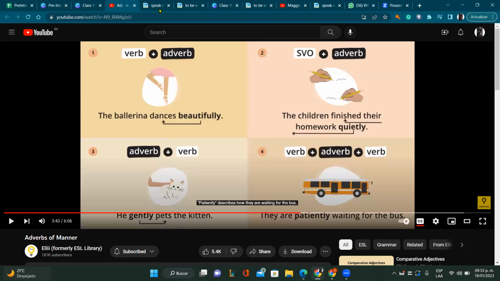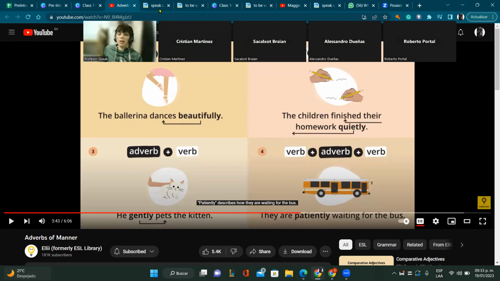Okay, so just to have a better idea about this, normally adverbs answer the question how something is done, como algo es hecho. So we're using the WH question how. For example, in the first sentence, the ballerina dances beautifully. How does she dance? She dances beautifully. ¿Cómo baila ella? Ella baila hermosamente. The children finished their homework quietly. How did the children finish their homework? They finished their homework quietly. I'm using how, porque acuérdense, cuando nosotros queremos usar adverbios, los adverbios siempre van a responder la pregunta how, cómo algo se hace.